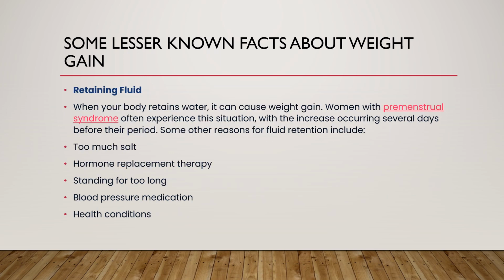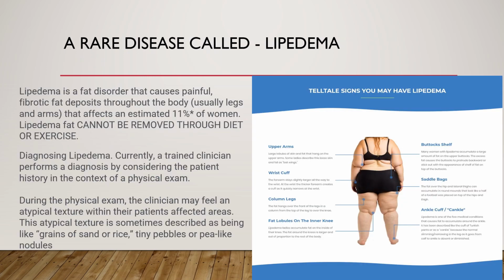Then there's retaining fluid. When your body retains water, it causes weight gain. Women with premenstrual syndrome often experience this situation. It increases several days before their period. Some other reasons for fluid retention could be too much salt, hormone replacement therapy, standing for too long, blood pressure medication, and health conditions. We are on the last slide where we are going to discuss lipedema.